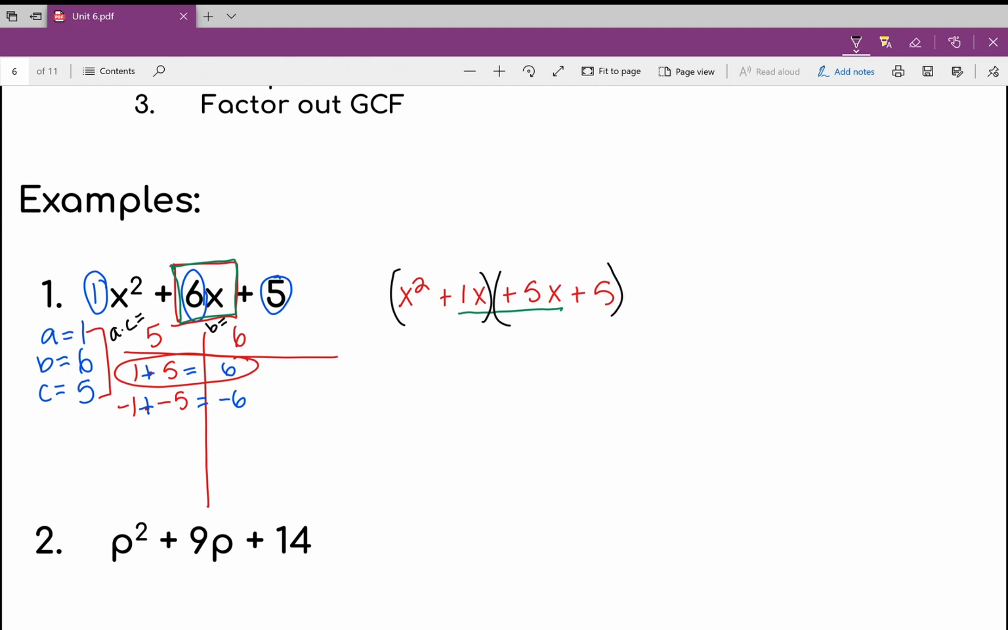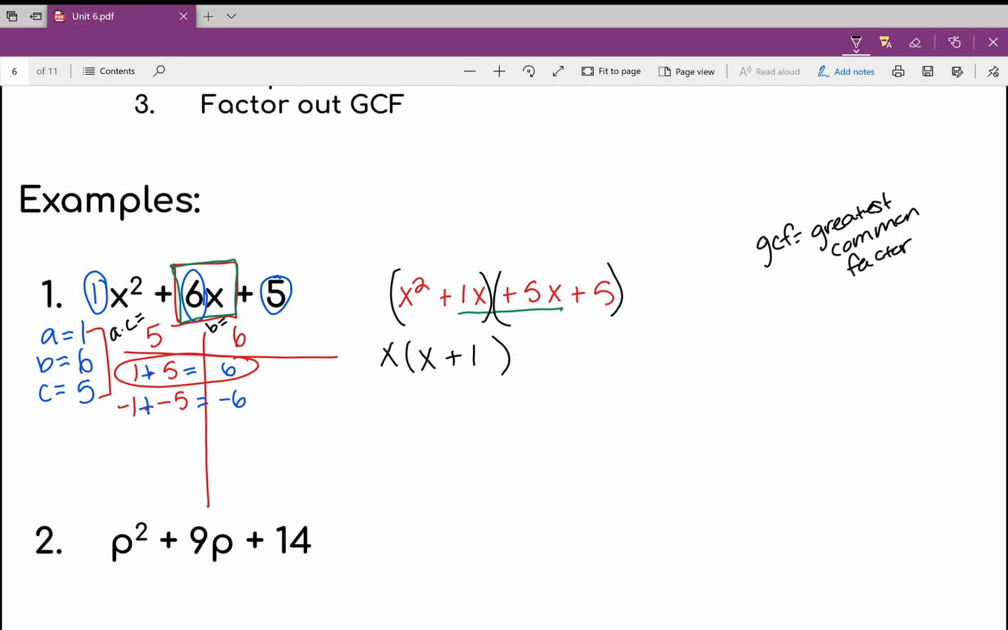And then I'm going to factor out a GCF from each one. Remember, GCF stands for greatest common factor. What that means is we're going to take out from each set of parentheses what they have in common. The biggest number we can take out from both, or the biggest variable we can take out from both. So we have x squared plus 1x. They both have x's, and that smallest x is what we can take out, so x. X squared divided by x is x. 1x divided by x is 1.